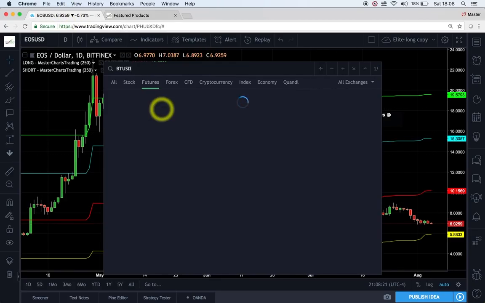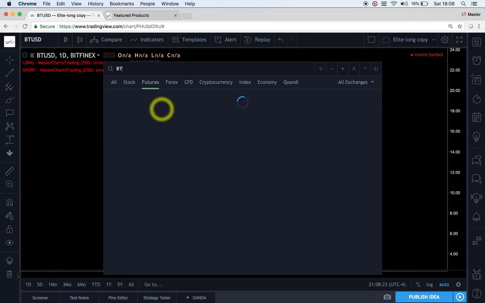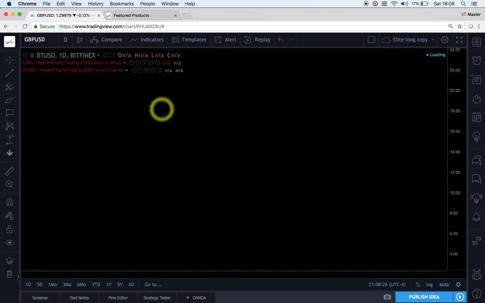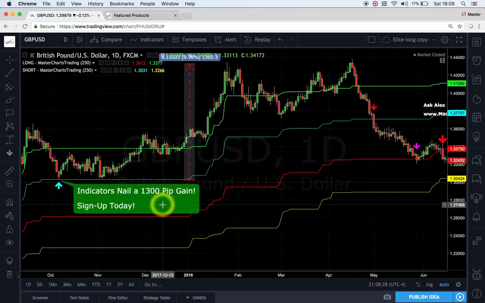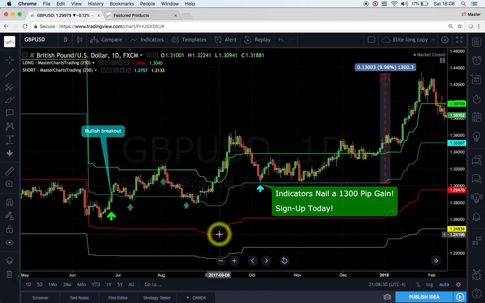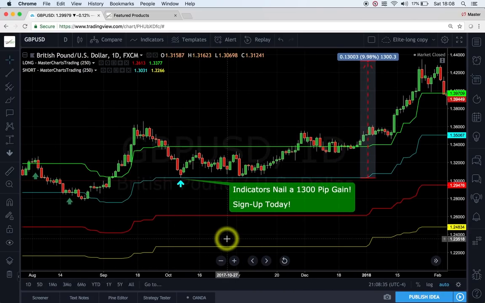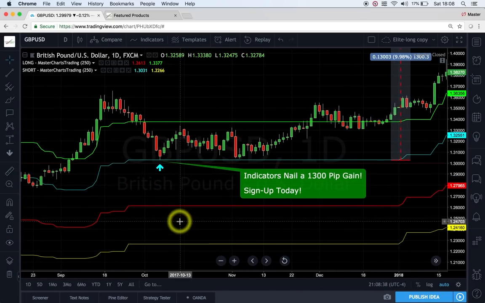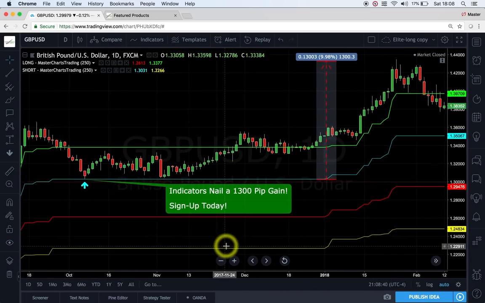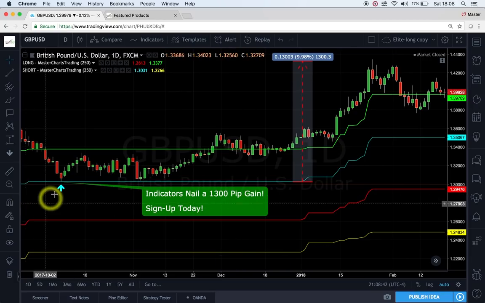Here's the British pound versus US dollars, I'm sorry, GBP/USD, and I wanted to show a tremendous move on the British pound caught by the indicators. Very easy. This is a daily chart, so you have plenty of opportunity to enter at your leisure. For example, here's a nice move on the 6th of October 2017. You can see an indicator touch here at the blue line.